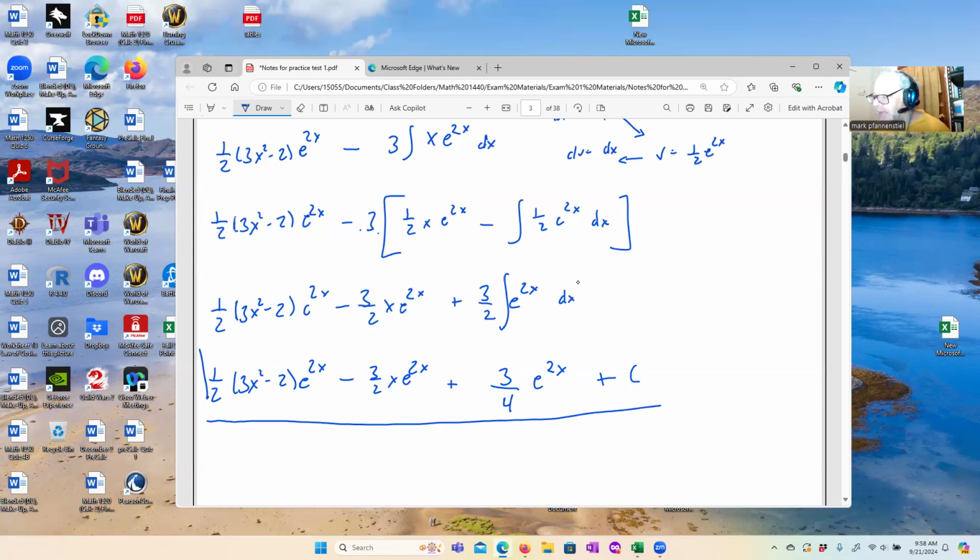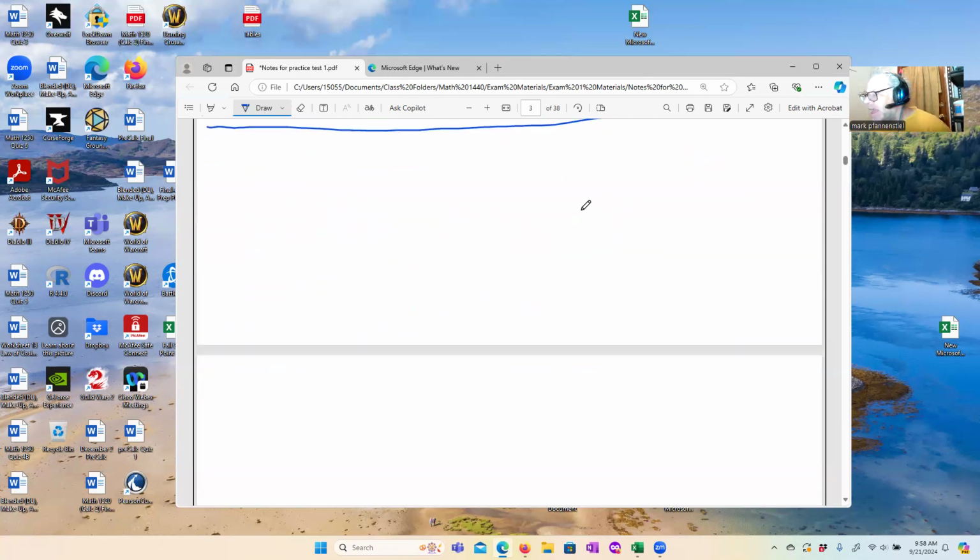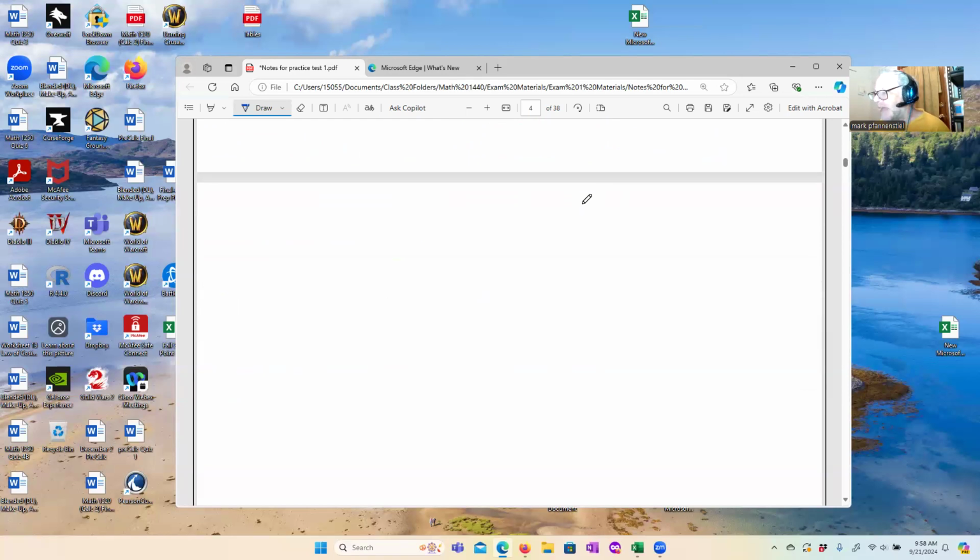Now, let me show you a different way to do this. Okay, so that's one way to go. If you watch these things on YouTube at all, you're probably going to come across something called tabular integration. Okay, and I'm going to say, be careful doing this. Please practice this technique before you go off on the test to try it for the first time.